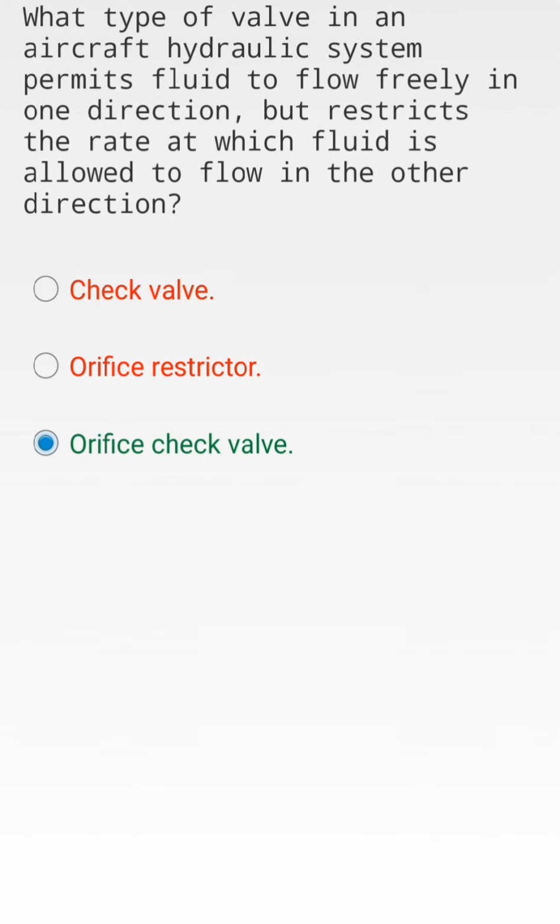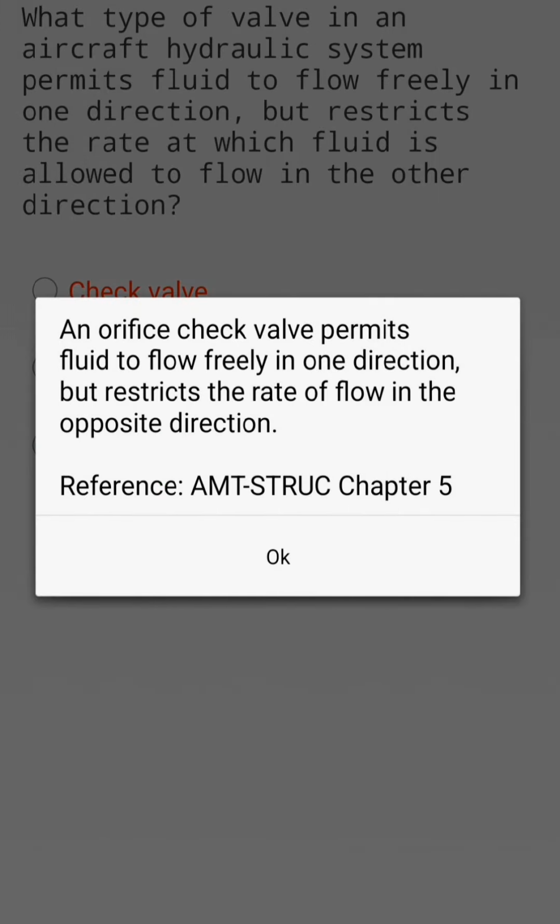What type of valve in an aircraft hydraulic system permits fluid to flow freely in one direction, but restricts the rate at which fluid is allowed to flow in the other direction? Orifice check valve. An orifice check valve permits fluid to flow freely in one direction, but restricts the rate of flow in the opposite direction.